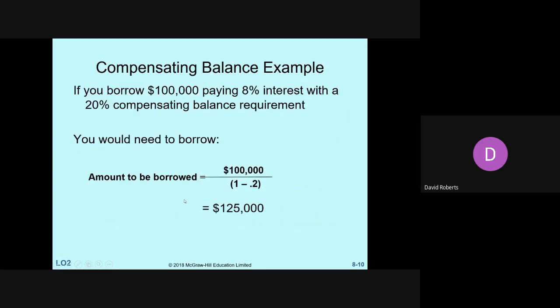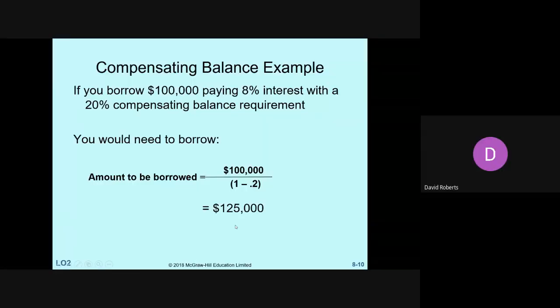So in order to borrow 125,000, 25,000 would be capped that you cannot access. You can actually only take out 100,000, but once again, you're paying interest, the 8% in this particular case, not on 100,000, but on 125. So you can see that it distorts things when the real interest rate is actually higher.